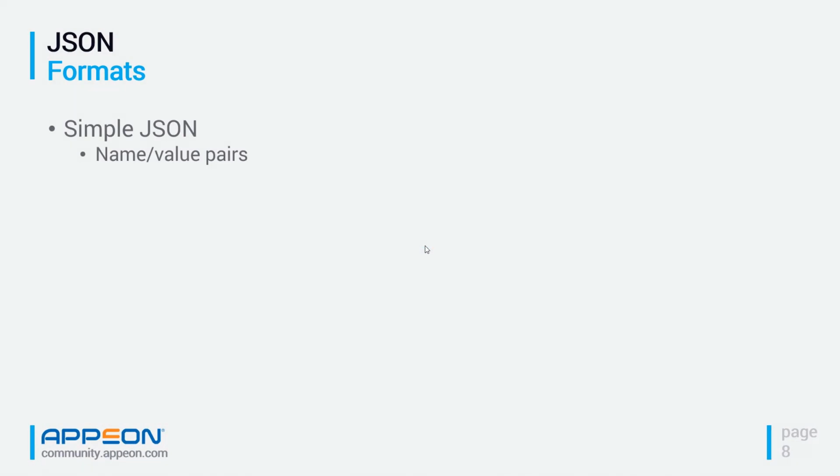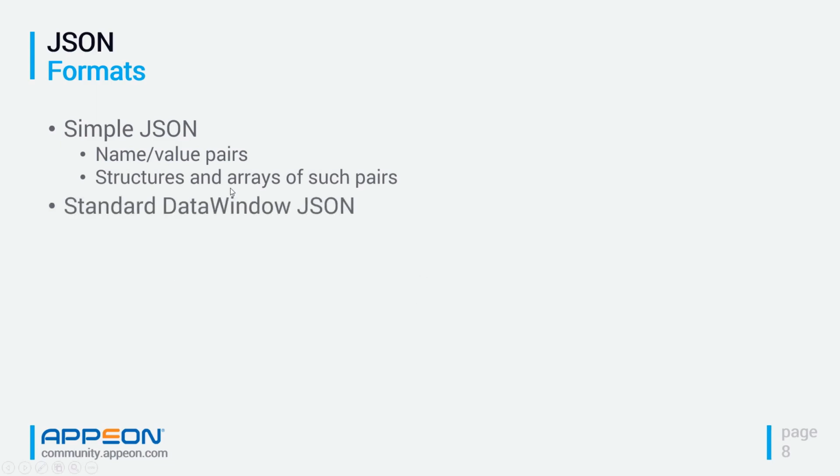The first one is what's called simple JSON, and that's just the JSON that you typically see anywhere. It's name value pairs, structures and arrays of such pairs. If you're exporting data from a DataWindow, it's going to typically be arrays of such pairs. It won't be structures. The other format, I should say, is DataWindow standard JSON.